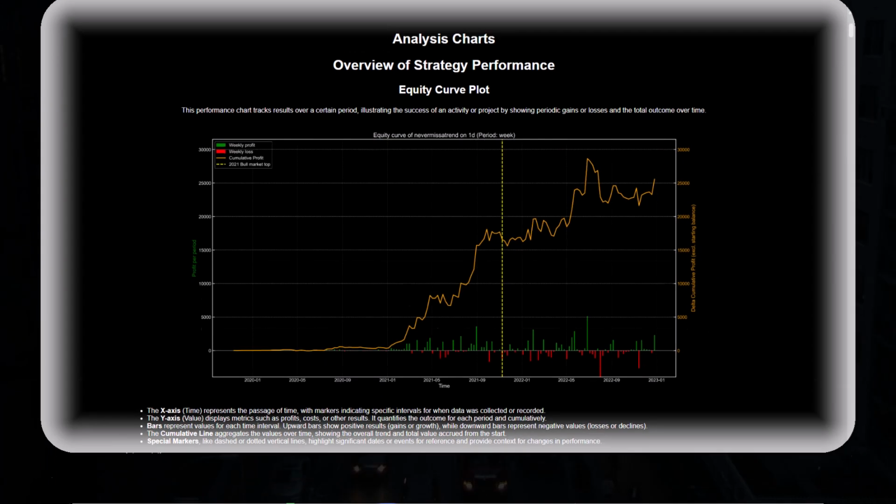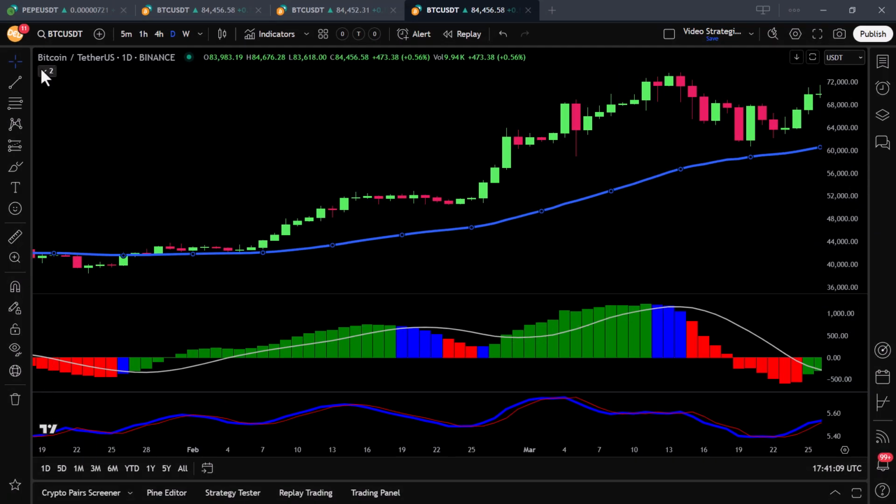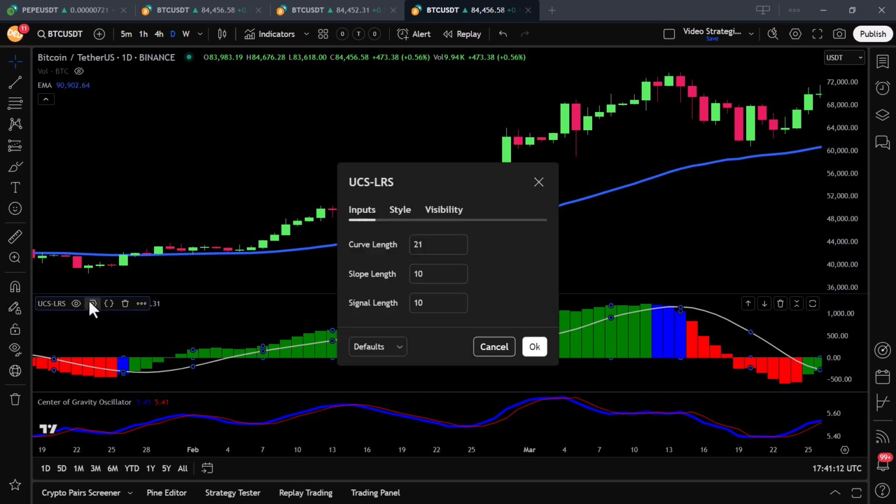But now the secret setting that boosts profits, because most traders get this wrong and it costs them thousands. Here is the optimized setting you need to use for the linear regression slope. The curve length should be 21, the slope length 10 and the signal length also 10.